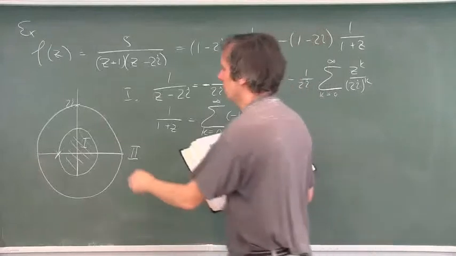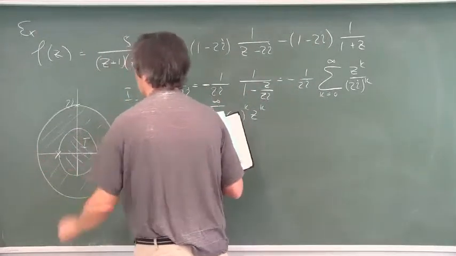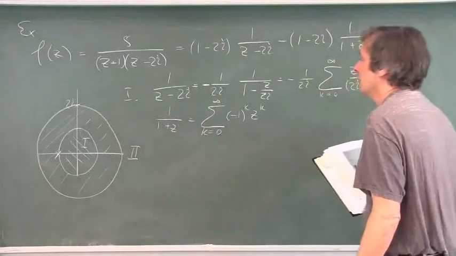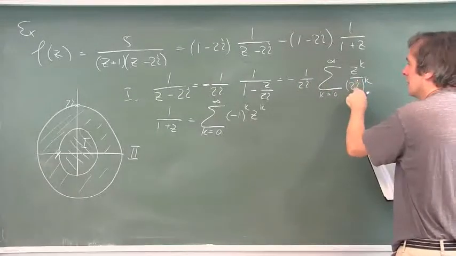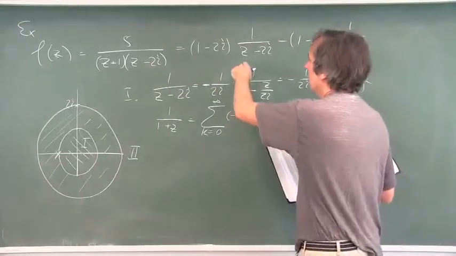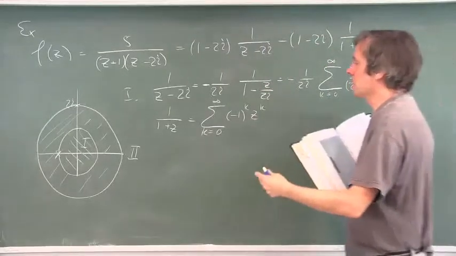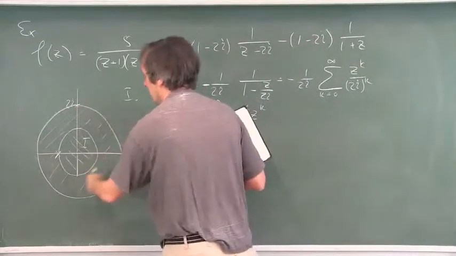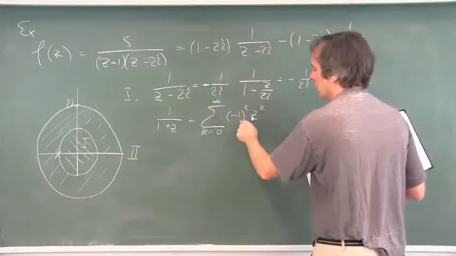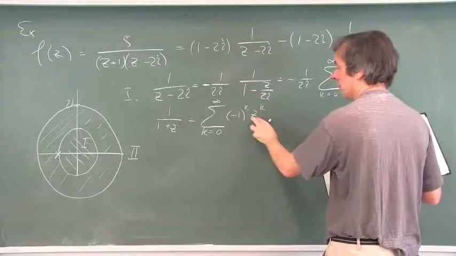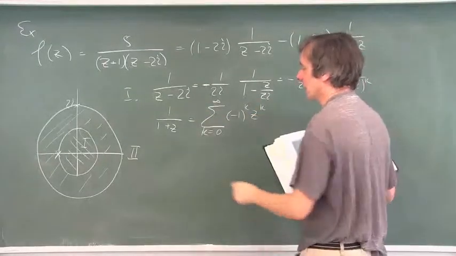But if you go on to this region, the annular region here, then we see that this first part here is still convergent in here. So this first part will be unchanged in the Laurent expansion in this region here. But this part would diverge if the absolute value of z is larger than 1. So this has to be replaced by something else.